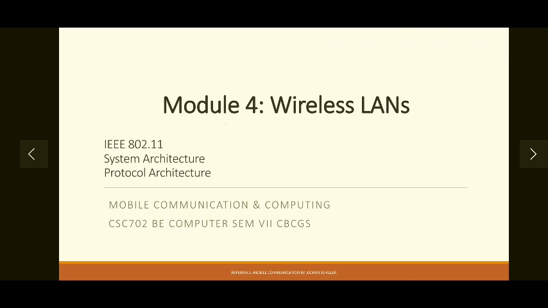Now in this video we will see how these two types of wireless LANs are standardized by the IEEE. Its standard is defined as IEEE 802.11. So we will see the system and protocol architecture of this standard for both types of wireless LAN.